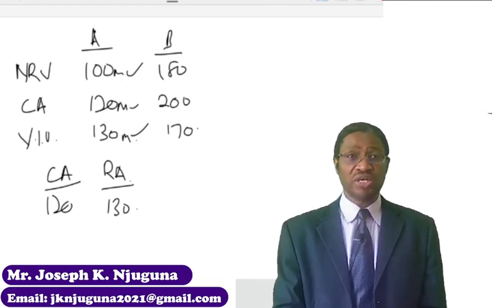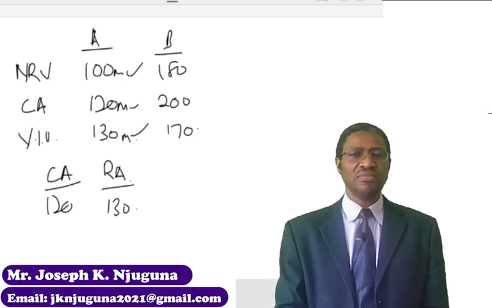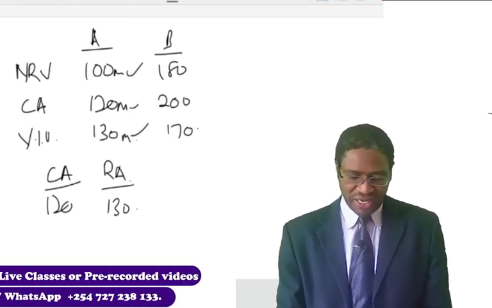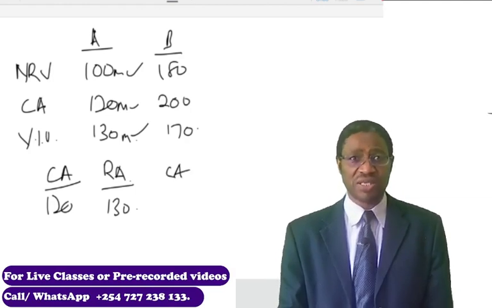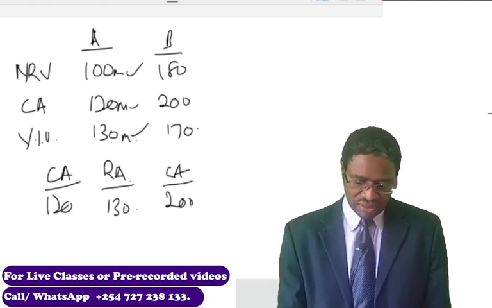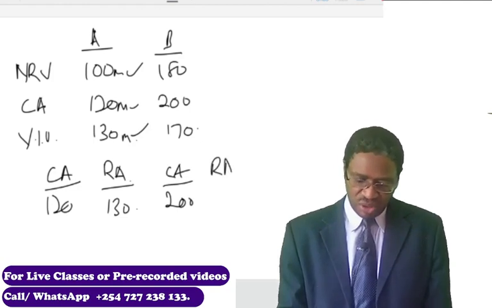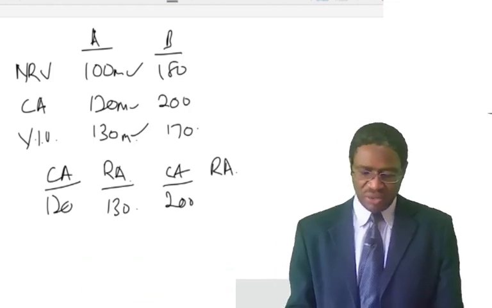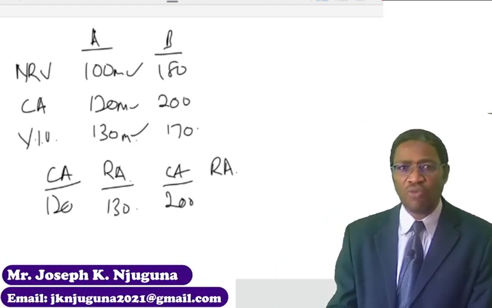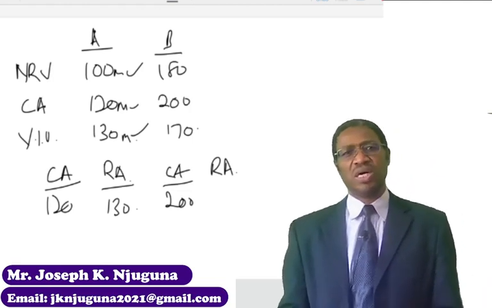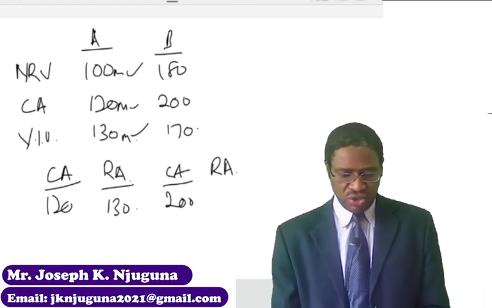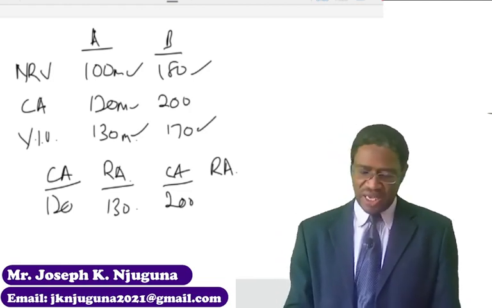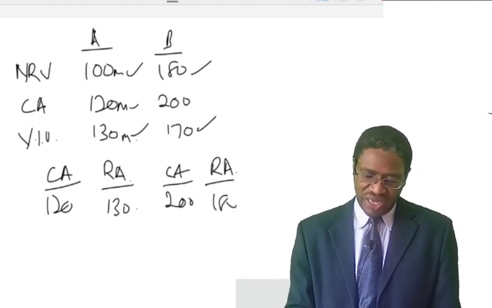I hope you are concluding rightly. Has it suffered? Yes. We have said, compare the carrying amount of that asset, which is 200, with the recoverable amount. The recoverable amount is the higher of value in use and net realizable value. So when you compare the net realizable value with the value in use, I pick whichever of the two is higher, which in our case now is 180.